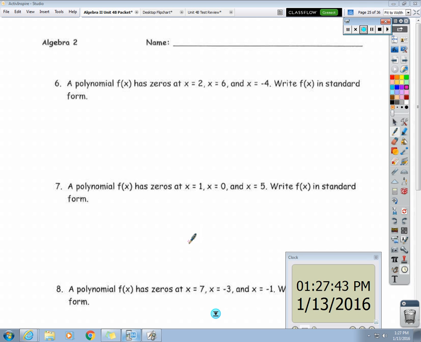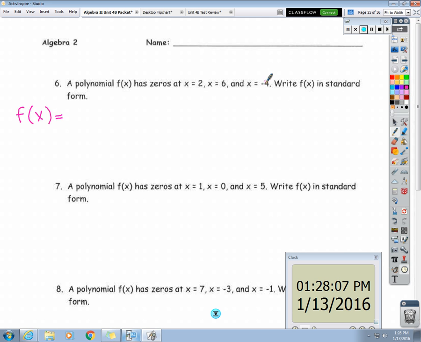Okay, a polynomial f of x has zeros at 2, 6, and negative 4. Write f of x in standard form. So they tell you to name it f of x. So f of x equals. Now, we're trying to write the equation that represents the polynomial with the following zeros.